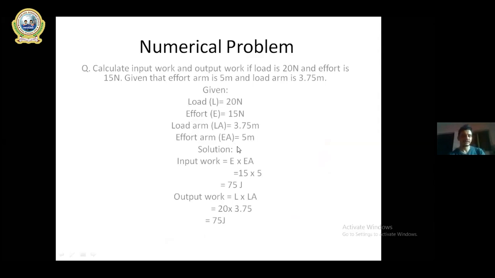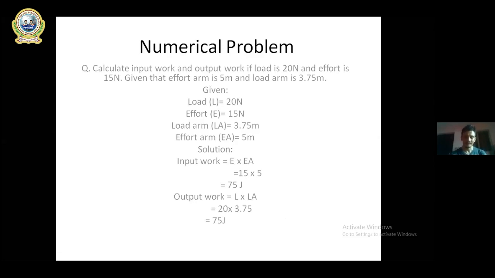The question says calculate input work. Input work is given by the formula E into EA, or effort into effort arm. E stands for effort, EA stands for effort arm. So if you multiply 15 into 5, that becomes 75. 75 joule; in shortcut you can write capital J. So 75 joule is input work, and similarly output work is calculated by the formula load into load arm. That is 20 into 3.75, which is equal to 75 joule. This is how we calculate input work and output work.